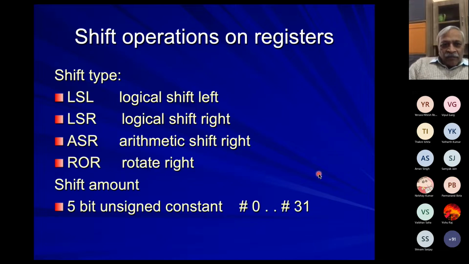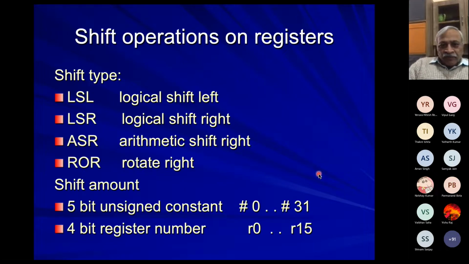And as I mentioned here, shift amount could be specified by a register. So this is a 4th register coming into the picture. So you have RD, you have RN, you have RM, and then you have a register specifying the shift amount. So 4 registers could be involved.